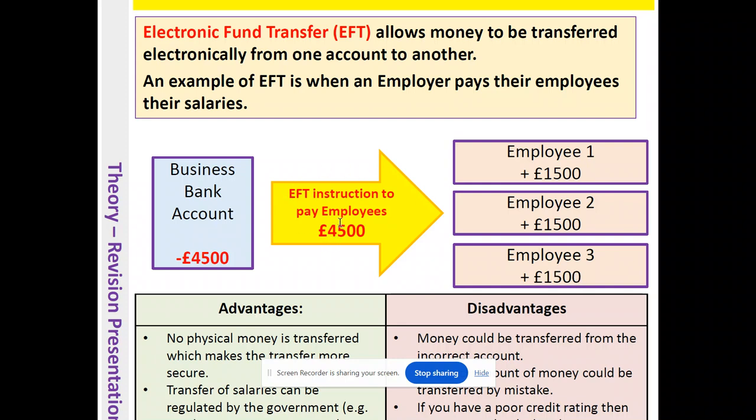An EFT instruction is created to pay the employees. So in this instance, 4,500 will be subtracted from this account here and will be deposited in these individual accounts. So you'll get 1,500 here, 1,500 here for employee 2, and 1,500 here for employee 3. Normally this happens at the same time every month in one transaction.